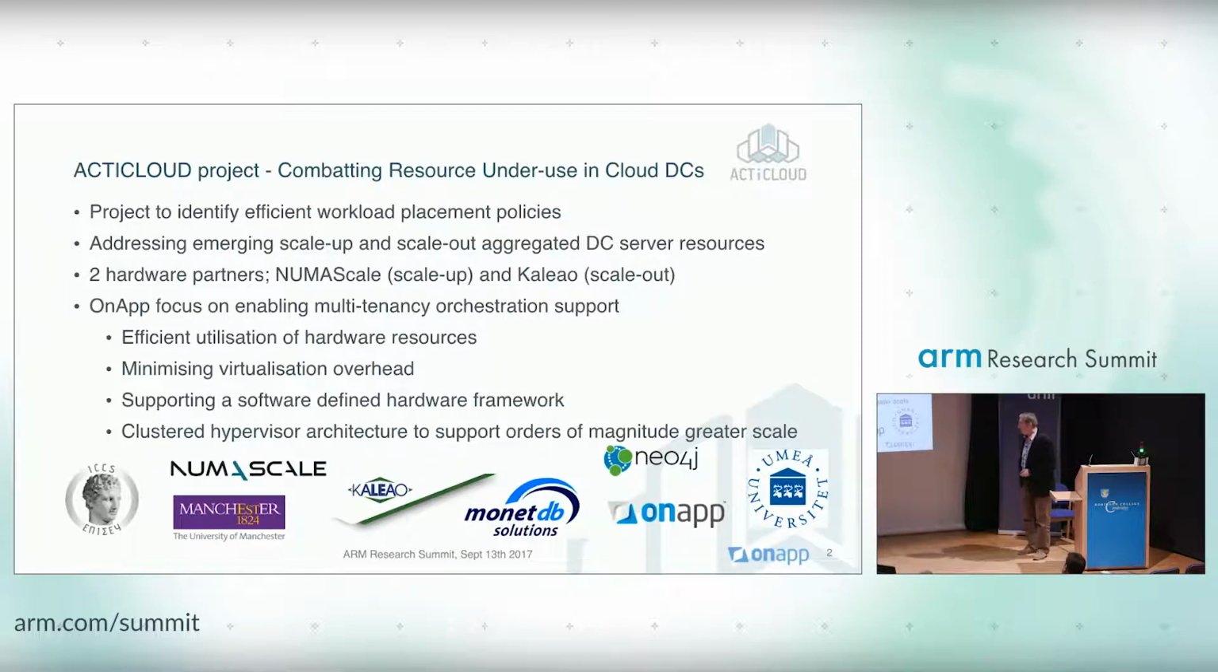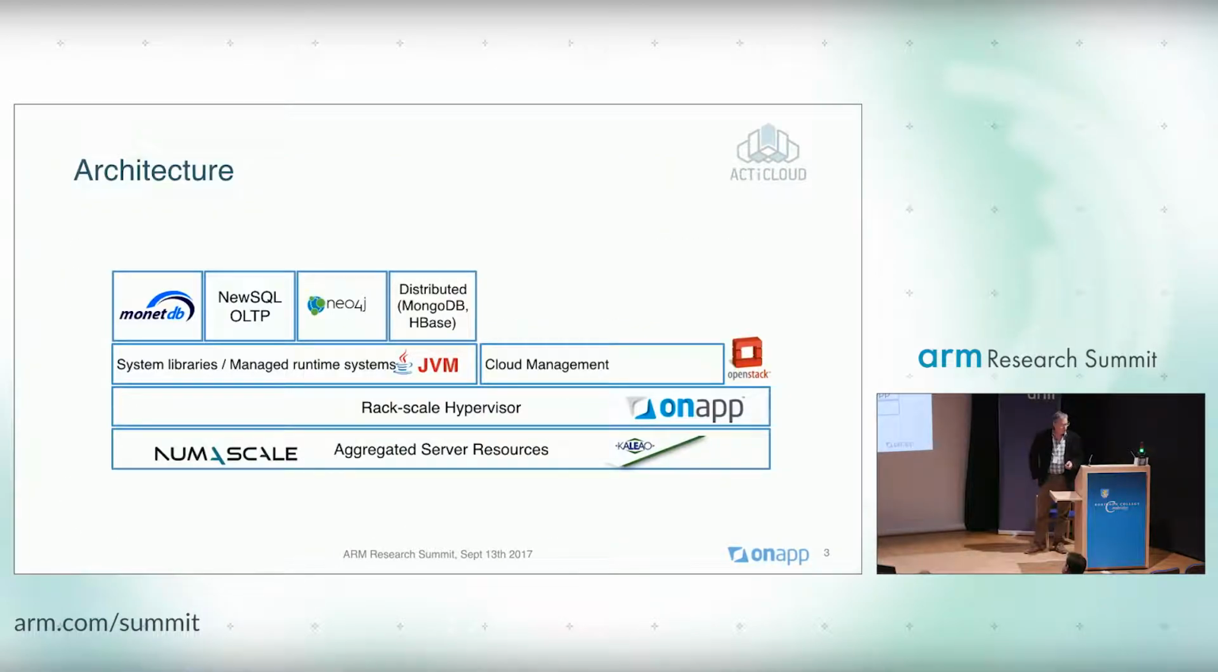There's a number of partners involved in this project as well, included here. As I mentioned, this kind of shows for the ActiCloud project the relationship between the different partners working on this project. There's the two hardware partners who are providing the different types of aggregated server resources at the bottom end, OnApp focusing around the multi-tenancy layer, and then we have various application use case providers at the top.